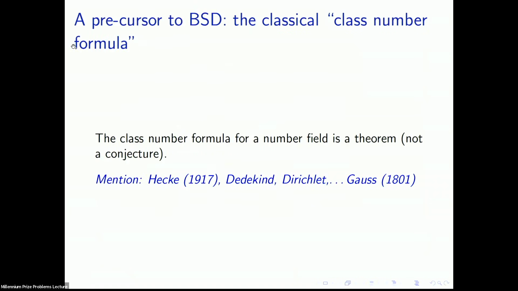Okay, there's a precursor from BSD. It's usually called the class number formula. The class number formula is a statement about a number field, not an elliptic curve. And it's a theorem, not a conjecture. It began as a surmise by Gauss about quadratic fields. It was then extended to sort of an actual statement by Dirichlet, quadratic fields again, generalized to all number fields, and finally, over a century later, there was an actual proof.